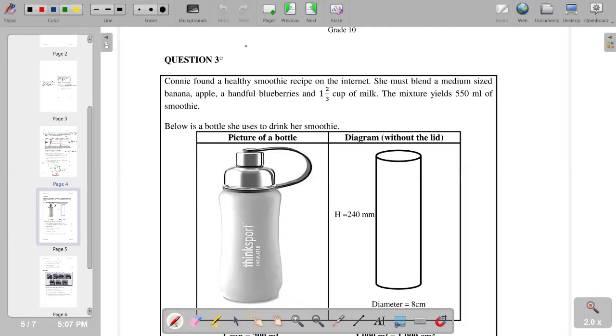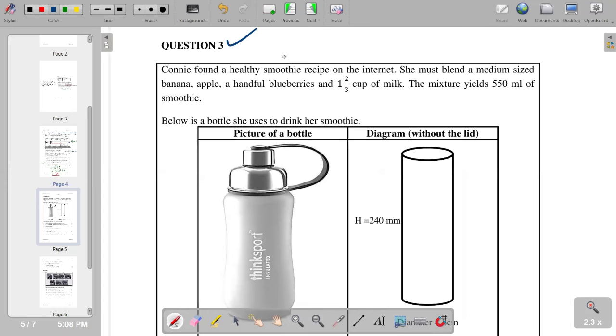So moving on to question 3. On our question 3, you'd see that Connie found a healthy smoothie recipe on the internet. She must blend a medium-sized banana, apple, and blueberries, and 1 2/3 cup of milk. The mixture makes 550 milliliters of smoothie. So below is a bottle she uses to drink a smoothie. Of course, we have got the diagram without the lid as indicated.